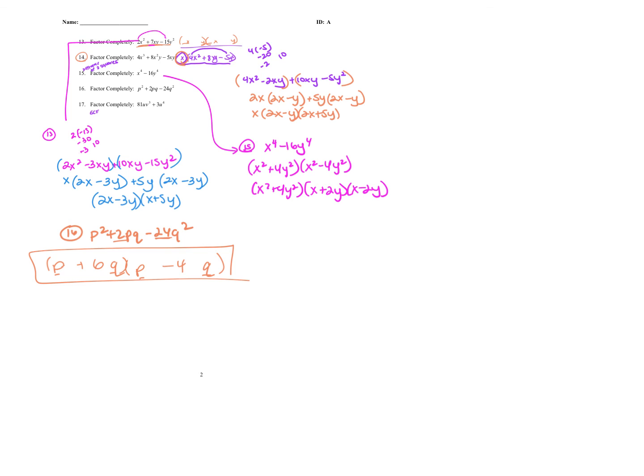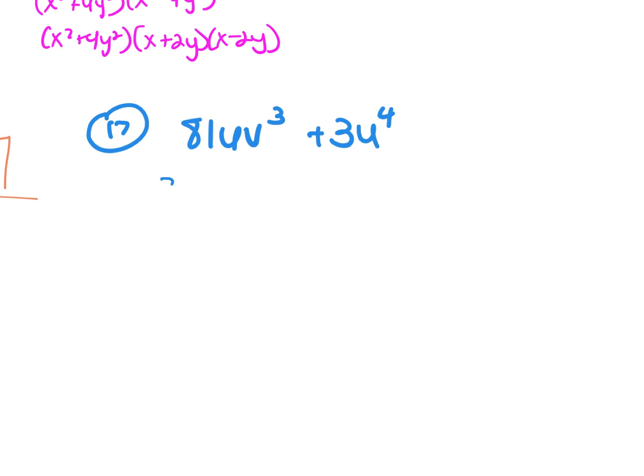And last but not least, 17: 81uv to the 3rd plus 3u to the 4th. You can take out a 3u, and I end up with 27v to the 3rd plus u to the 3rd. So then these are both perfect cubes. The cube root of this would be 3v, sorry. And the cube root of this is u. So the 3u is going to stay at the front.